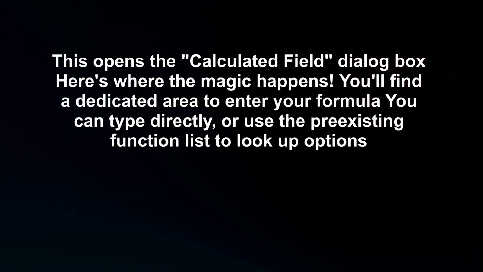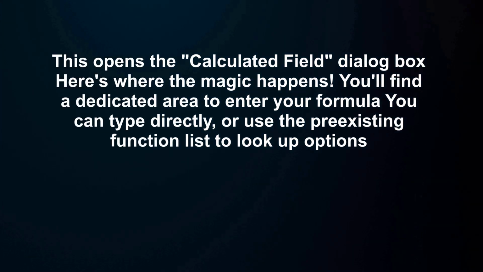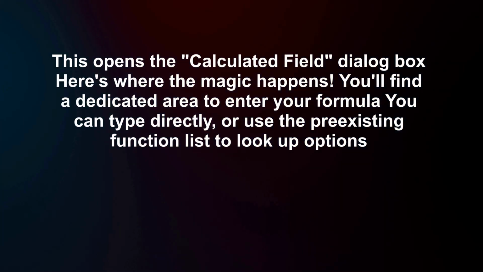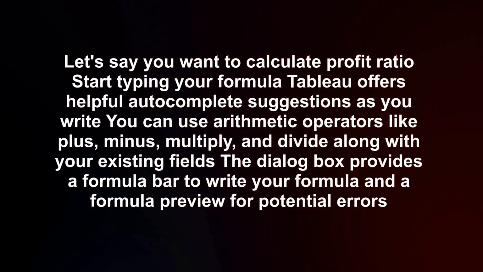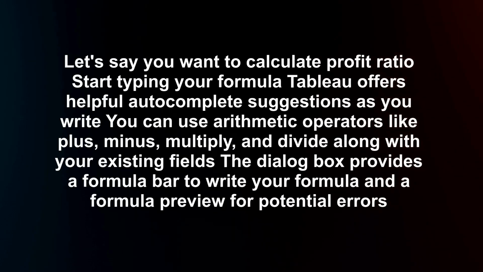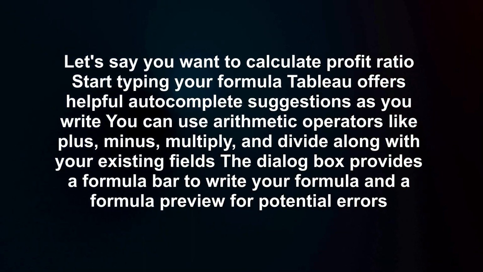You'll find a dedicated area to enter your formula. You can type directly, or use the pre-existing function list to look up options. Let's say you want to calculate profit ratio. Start typing your formula. Tableau offers helpful autocomplete suggestions as you write.